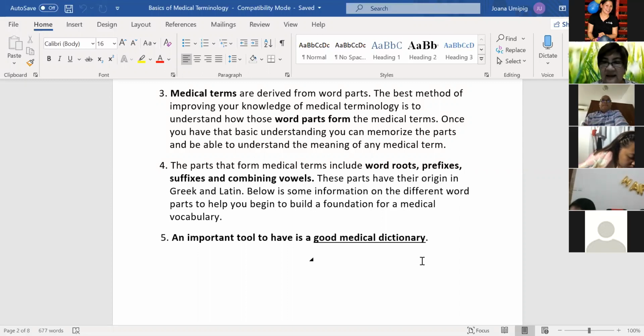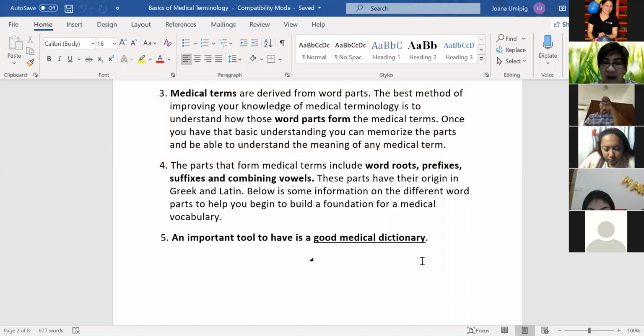So tatandaan lang natin na meron tayong word form to be able to form a term, a medical name or a medical term. Meron dapat tayo na word part, yung root word. Meron tayong prefix, yung before the word, at suffix after the word, and combining vowels. Ano ba ang vowels? Yung A, E, I, O sa atin yun, di ba? So yun, ikinukombine natin in the middle para siya maging isang buong medical term.